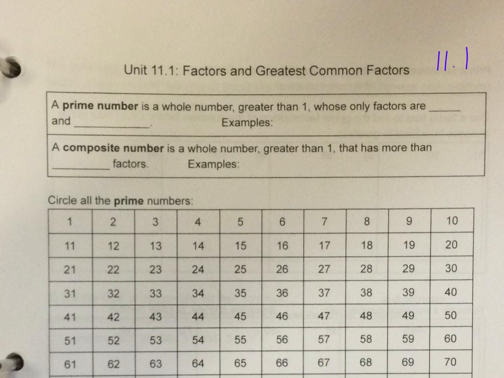So first, we're going to talk about a prime number. A prime number is a whole number, that's just a regular 1, 2, 3, 4, 5, 6, 7, greater than 1, whose only factors are 1 and itself. So an example would be 2, because the only thing I can multiply together to get a 2 is 1 times 2. I can't do anything else. A 7 would be a prime number because the only thing I can multiply to get a 7 is a 1 times 7. But a 6 would not be a prime number because I can multiply 2 times 3 or 1 times 6. So do you see the difference?